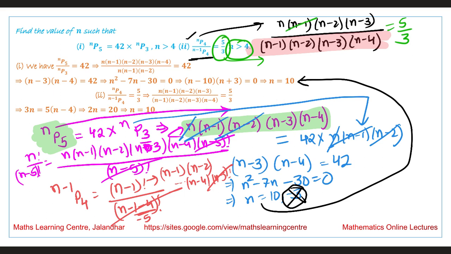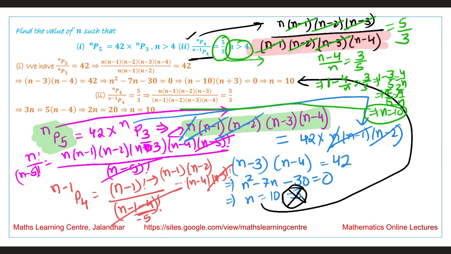From these terms, n minus 1, n minus 2 and n minus 3 get cancelled. We are left with n minus 4 by n is equal to 3 by 5. This implies 1 minus 4 by n is equal to 3 by 5. This implies 1 minus 3 by 5 is equal to 4 by n. This implies 2 by 5 is equal to 4 by n, and the value of n we obtain from this is n equal to 10. This is the value of n that we obtain over here.